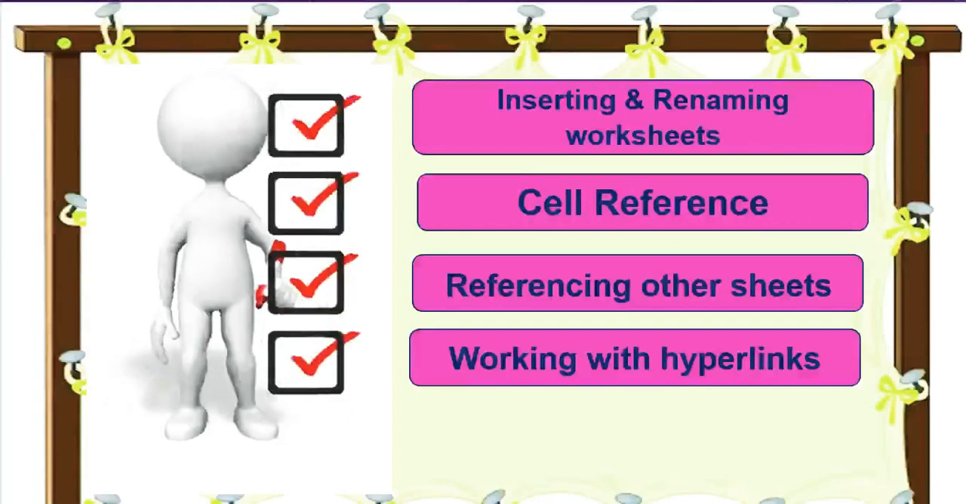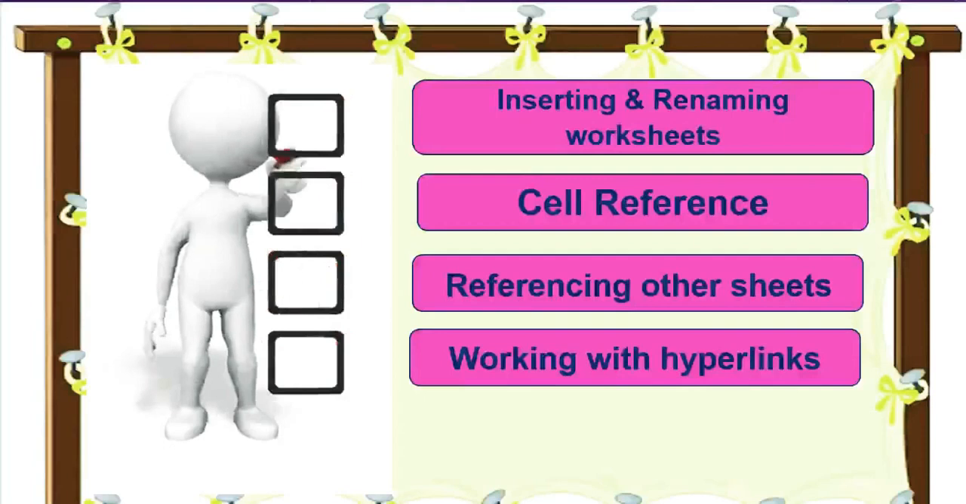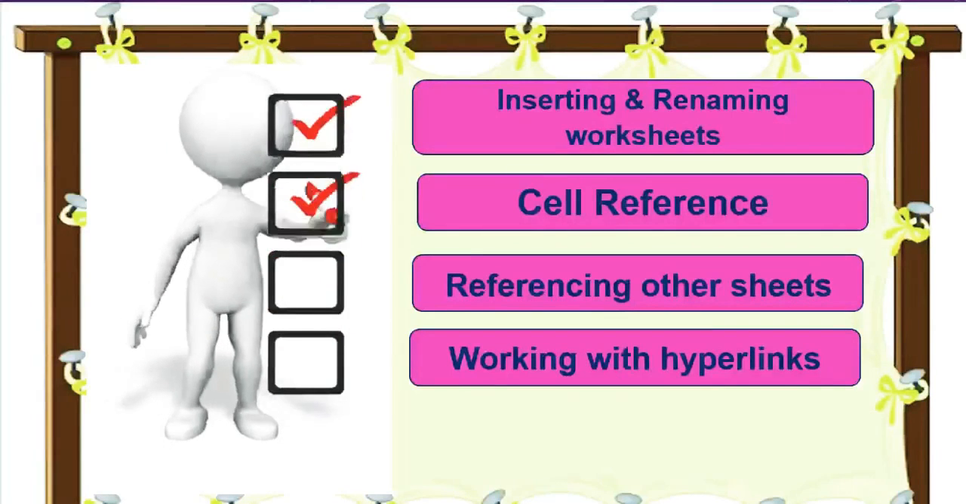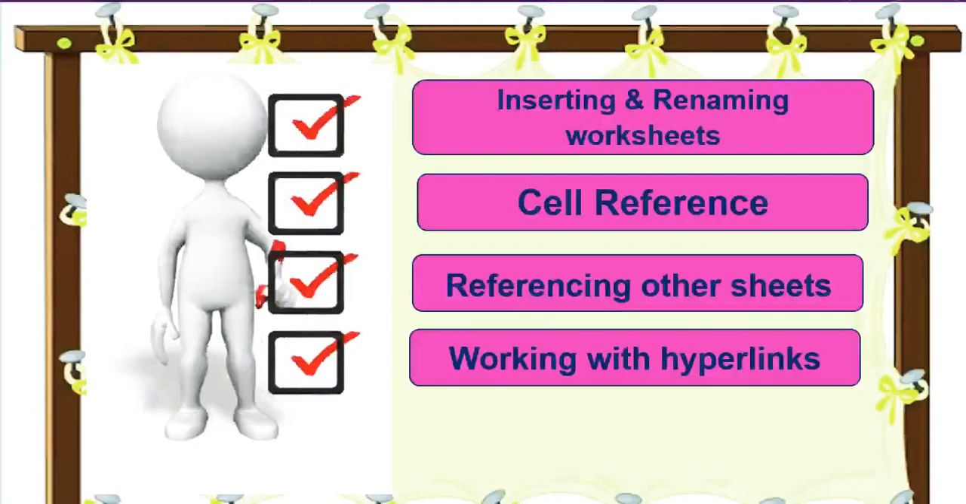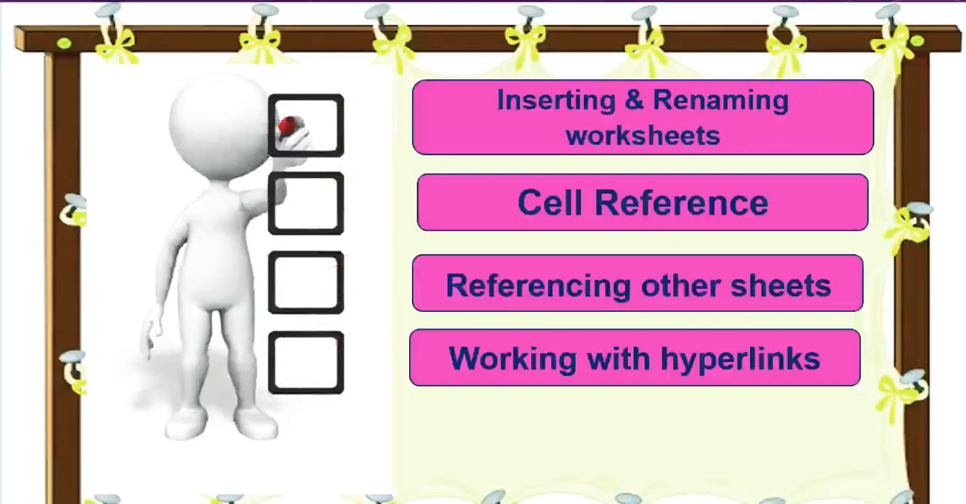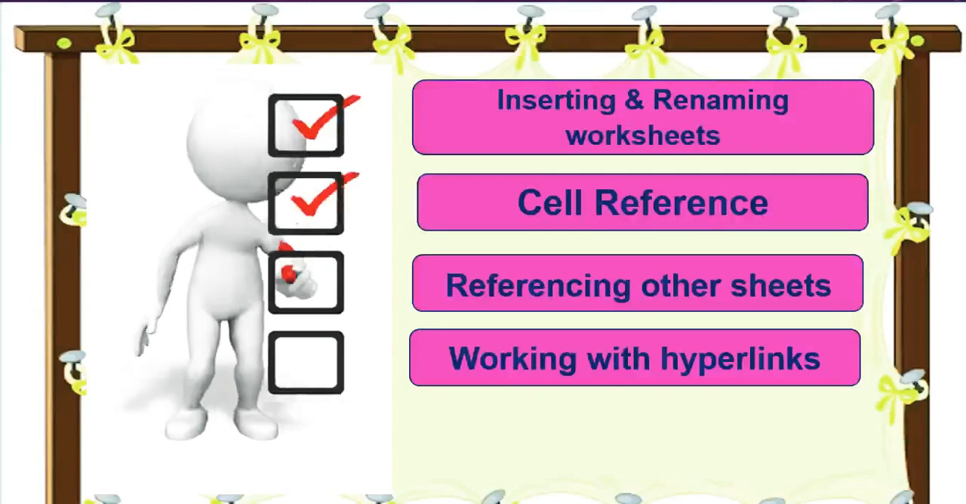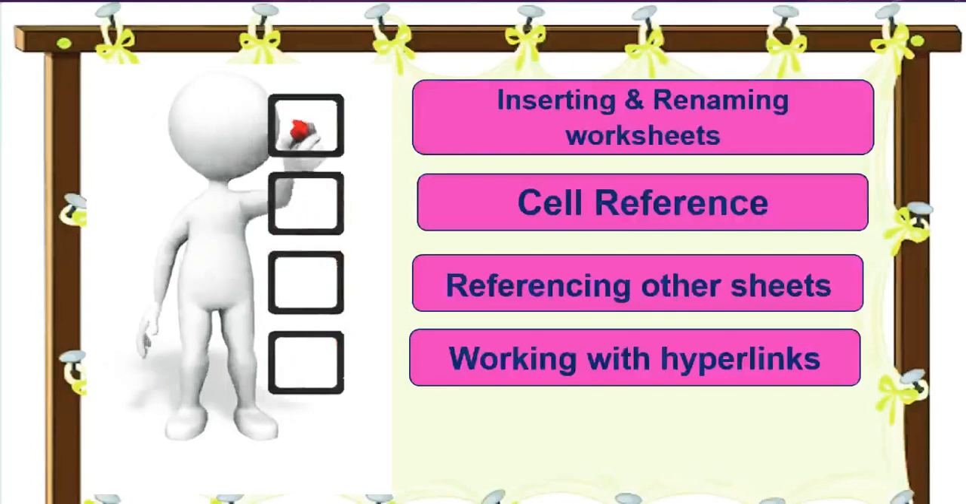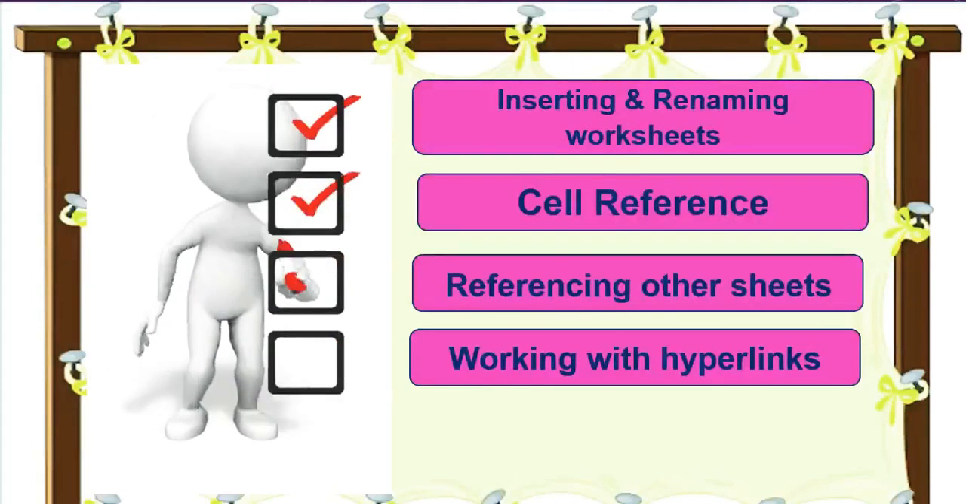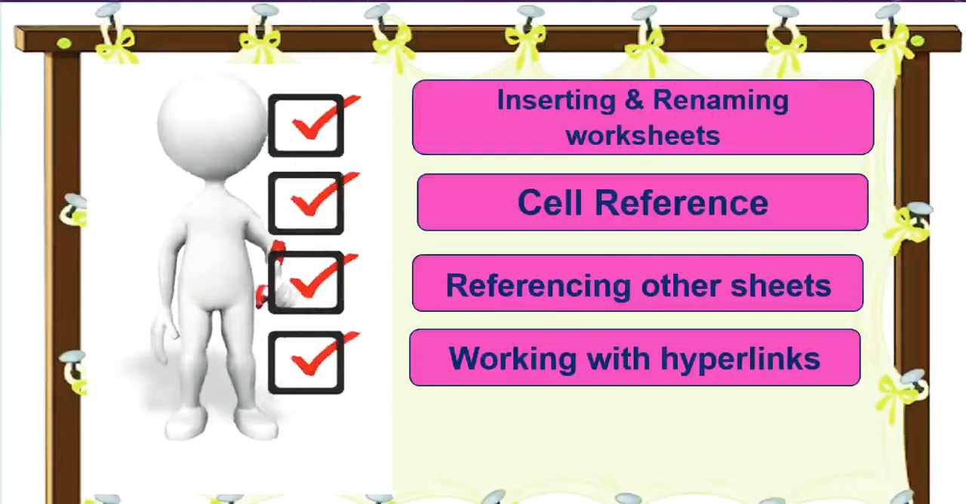The next topic is cell reference. What is cell reference? The address of a cell is called a cell reference. Each and every cell in the worksheet has a name which is represented using the column name and row name. Referencing other sheets: how to refer to other sheets? By using the exclamation symbol, which is used to separate the sheet name and your cell reference.